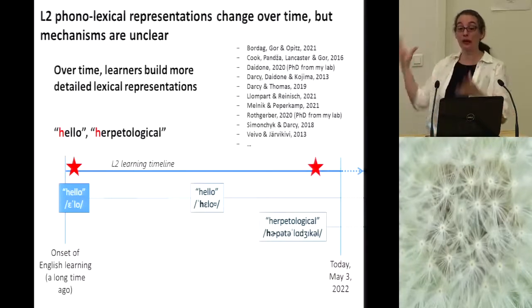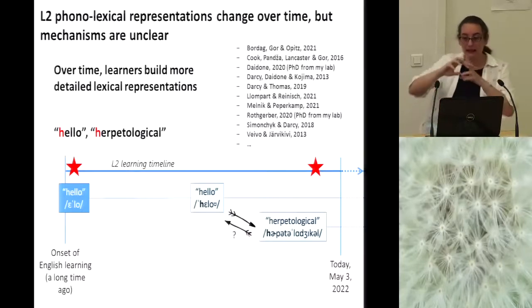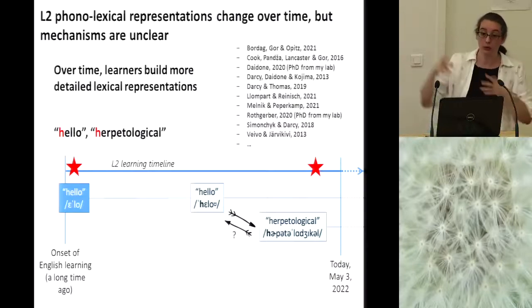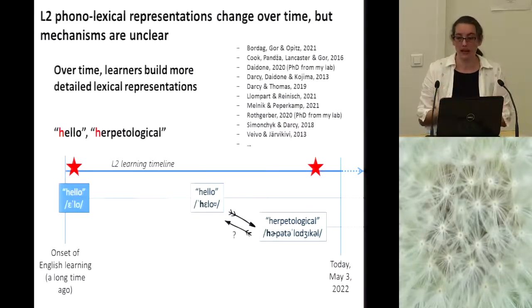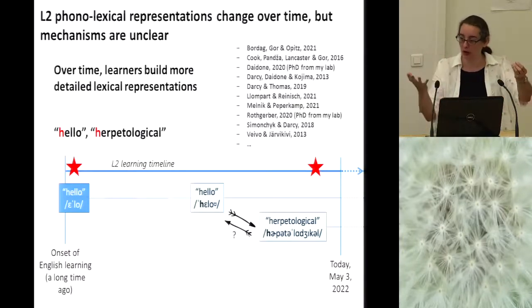And then at some point, I learned herpetological. And so what we wonder is, to what extent is there a connection between the way I represent the word herpetological and the word hello, right? Is the one helping the other? Do I need hello first before I learn herpetological?